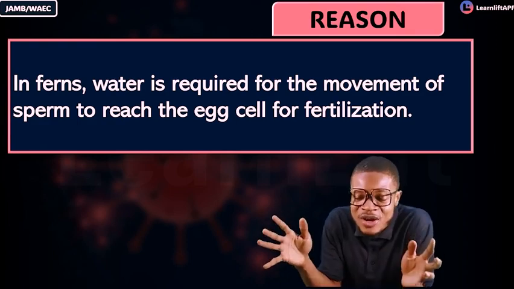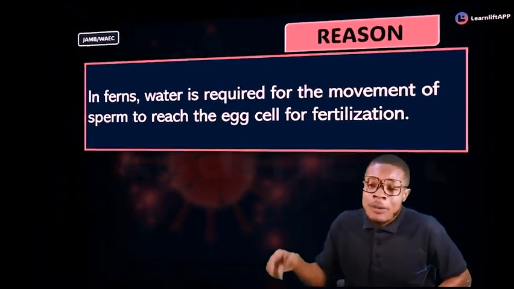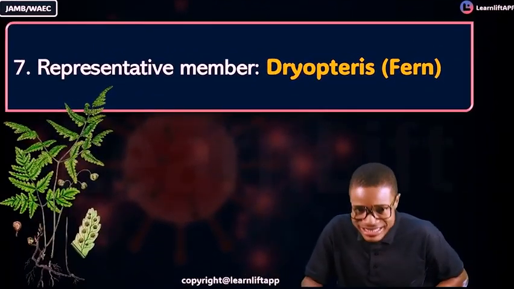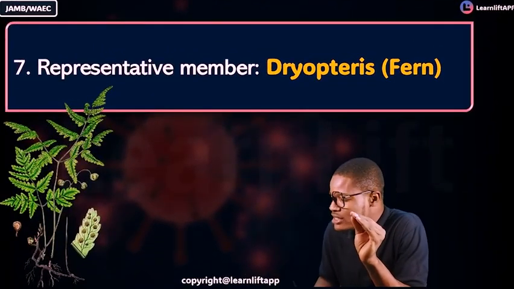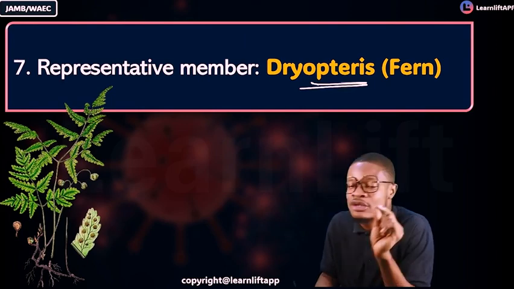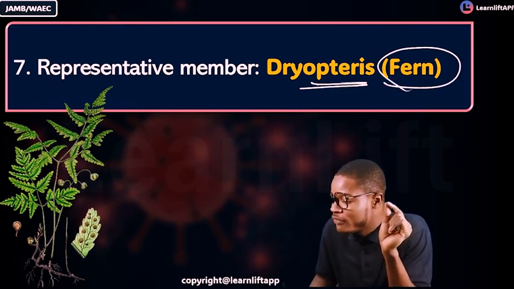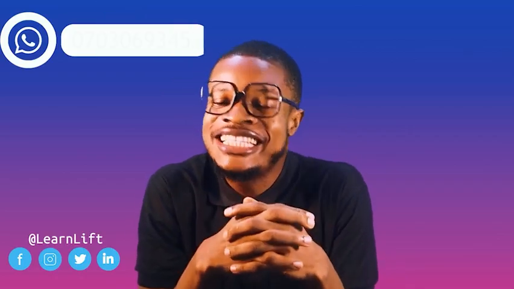If you understand that very quickly with me, that means you are doing very well. Number 7 character is their representative member, and that is called the Dryopteris, popularly called your ferns.